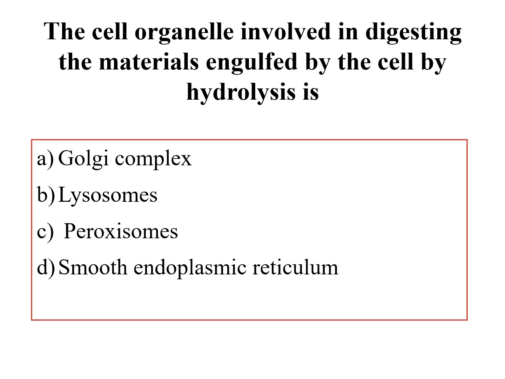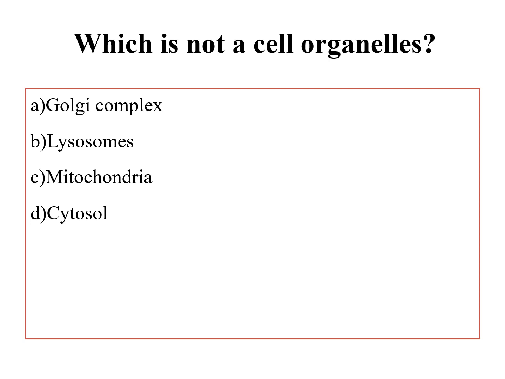The cell organelle involved in digesting the materials engulfed by the cell by hydrolysis. So which cell organelle will have hydrolytic enzymes? Yes, it is lysosomes. They are involved in phagocytosis. They will engulf foreign bodies, and the cells which have lysosomes will engulf foreign bodies and digest the materials. So lysosome is the answer.